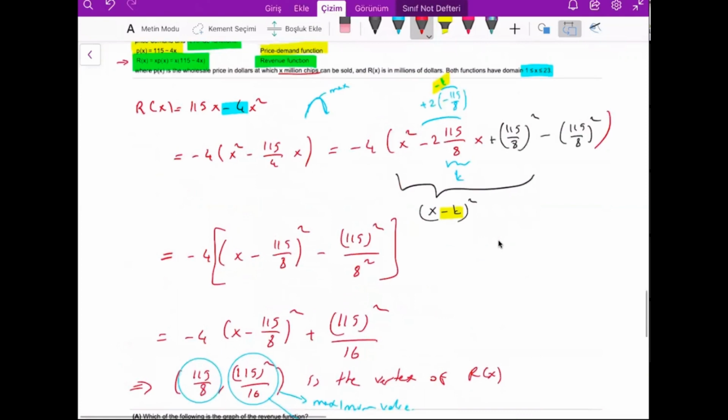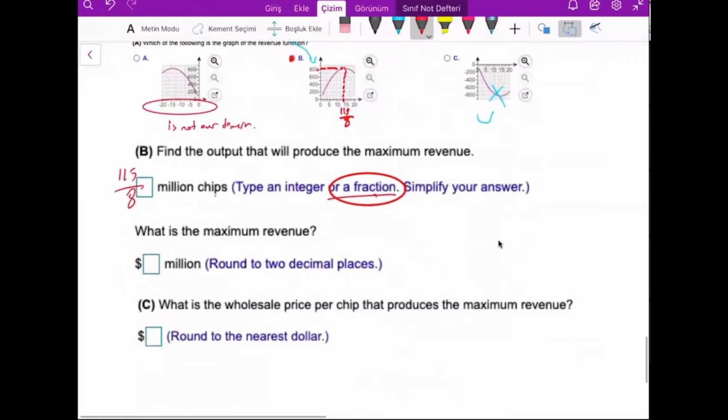So second question, what is the maximum revenue? It is the previous one. So this value is the maximum revenue. The maximum revenue is taken when X is this value. So this is the maximum revenue.